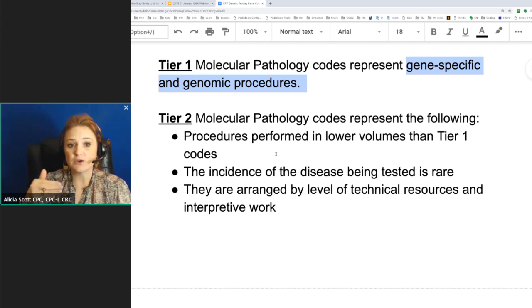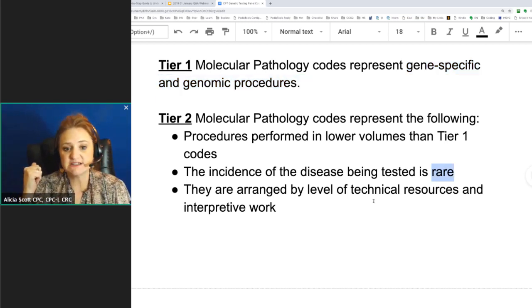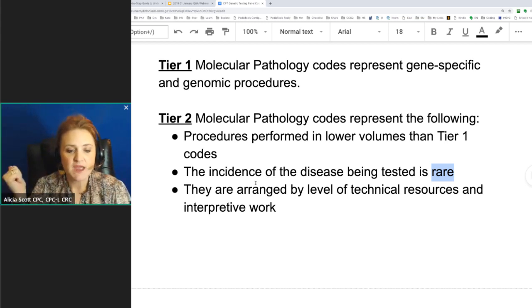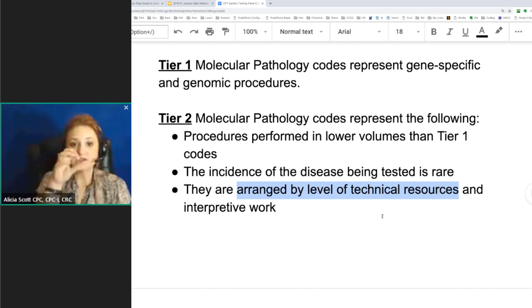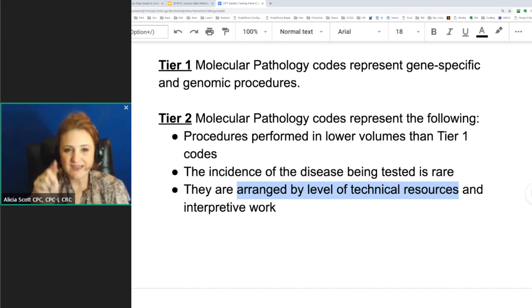So tier 1 codes are very, very common. And the incidence of the disease being tested is rare. So again, we're not looking for this very often. And third, they're arranged by level of technical resource and interpretive work. Okay, so tier 2 codes are more of a niche than tier 1. All right, but I think tier 2 codes get used quite a bit.